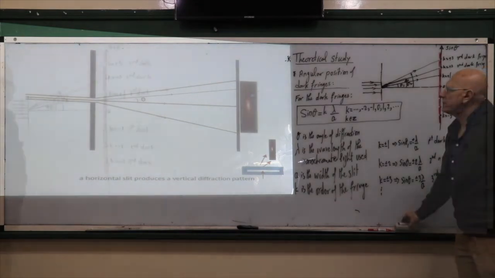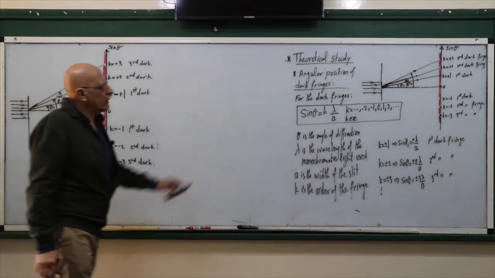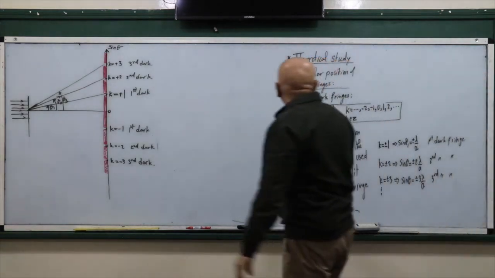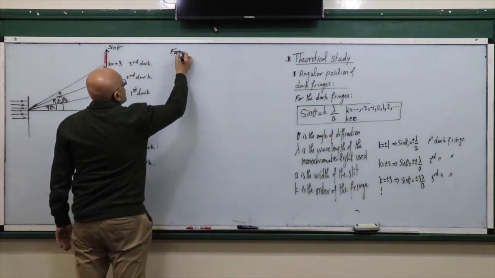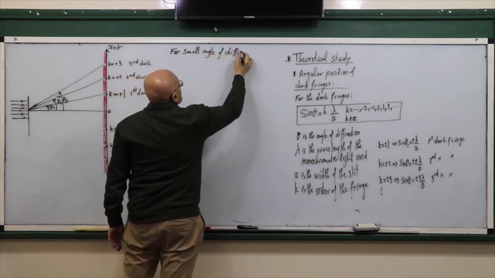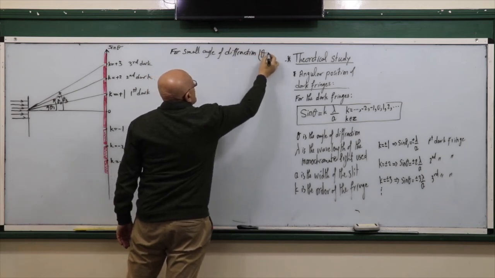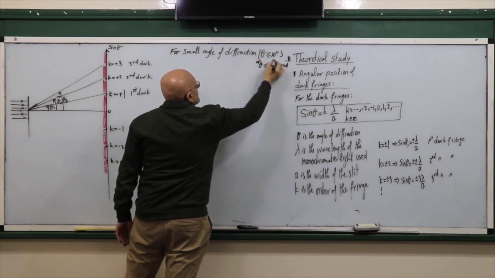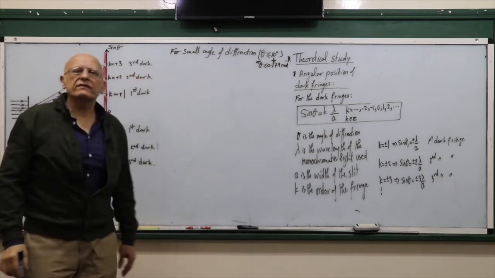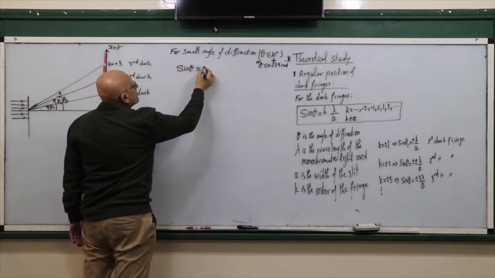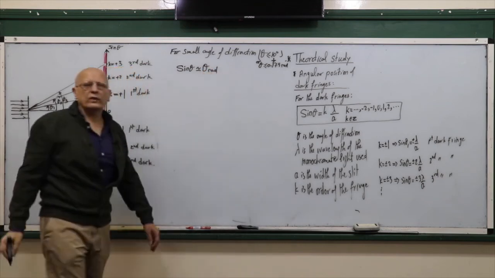For small angles, this is an enlarged figure of this one, so that you can see better. Sometimes the angle is small. For small angle of diffraction, I mean by small angle, theta less than or equal to 10 degrees, or theta less than or equal to 0.174 radian. 10 degrees corresponds to 0.174 radian. In this case, you have an approximation formula. Sine theta is approximately equal to theta in radian.